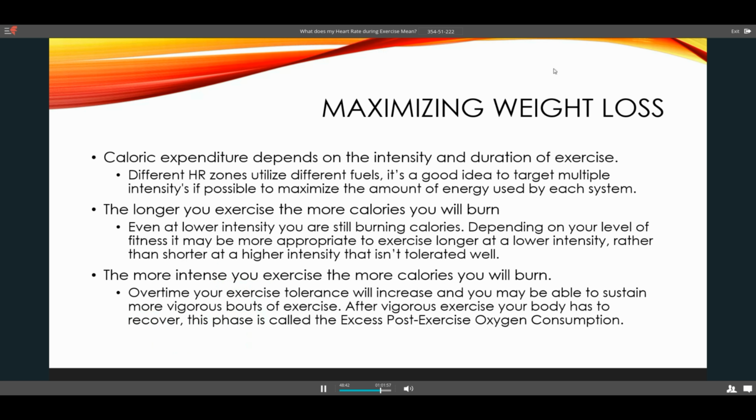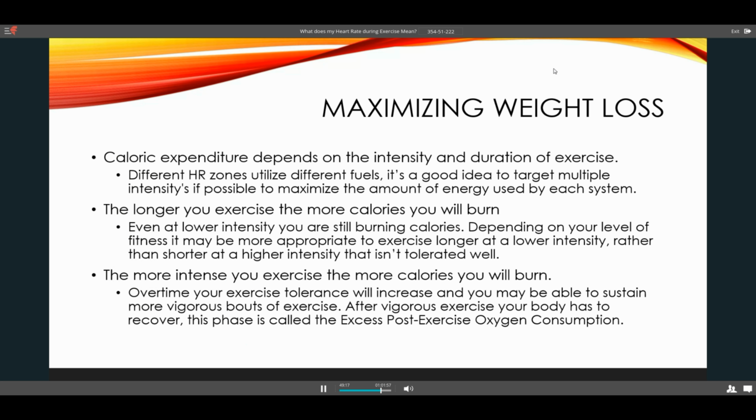So let's look at a few ways using your heart rate zones can help maximize your weight loss. Caloric expenditure depends on the intensity and the duration of the exercise. So the amount of calories that you're going to burn during exercise directly correlates to the heart rate, the intensity, and how long you exercise. I want everybody to be aware that different heart rate zones are going to utilize different fuels. The lower zones burn fat first and then work towards carbohydrates.